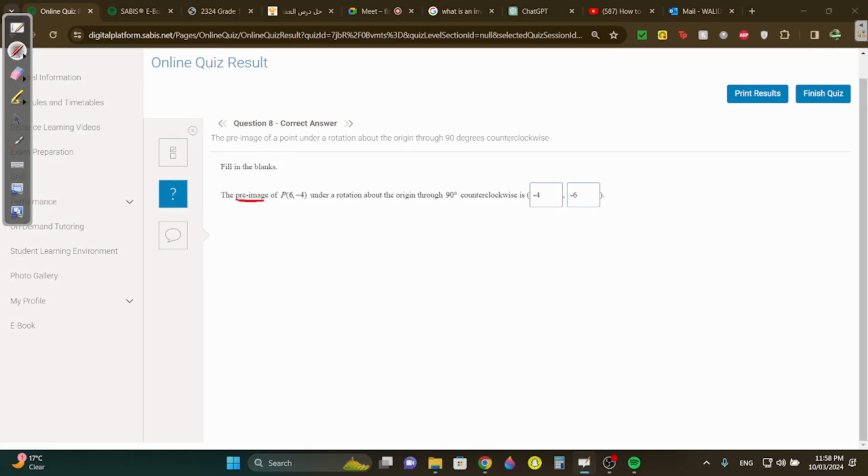Question 8. The pre-image, focus on pre-image, of 6 comma negative 4 under the rotation about the origin through 90 degrees counterclockwise. When they say pre-image, that means this is the final point. What's the rule for a 90 degrees counterclockwise rotation through the origin? A comma B goes to minus B comma A. So there was A comma B, and then it went to minus B comma A. And this minus B comma A is 6, negative 4.